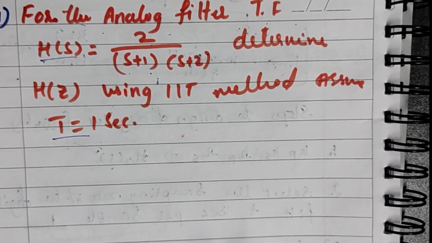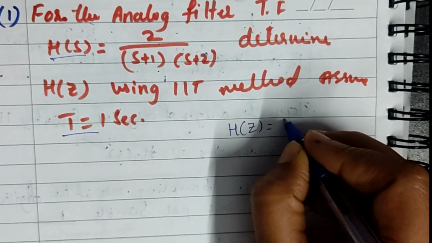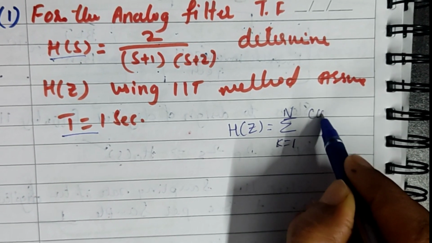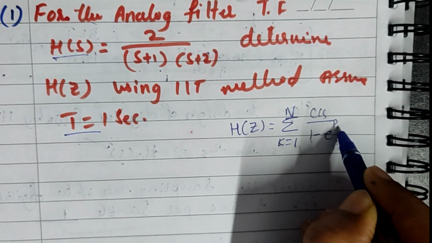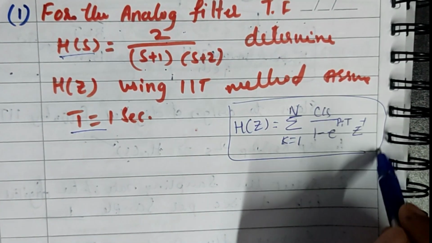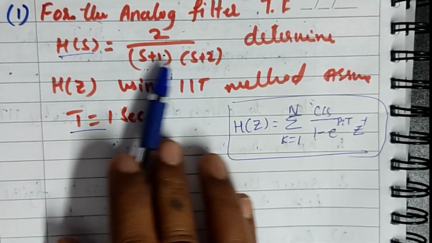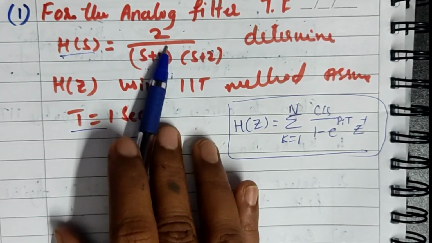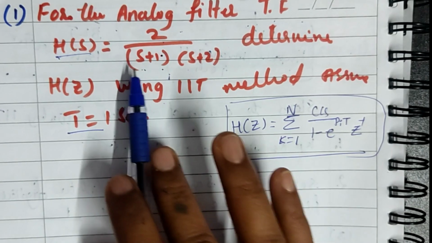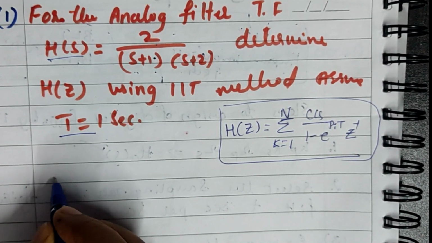The formula for that is H of Z is equal to summation of K is equal to 1 to N, Ck divided by 1 minus e raised to Pk T into Z raised to minus 1. This is the formula for us. We have to express this system in this form. This is in multiplication form, so we have to get it in factor form, and to do so we go ahead with partial fractions. We will see how to follow this.